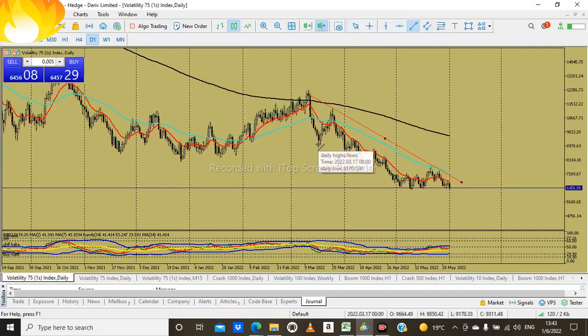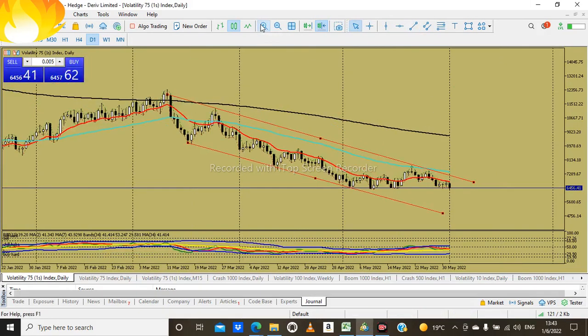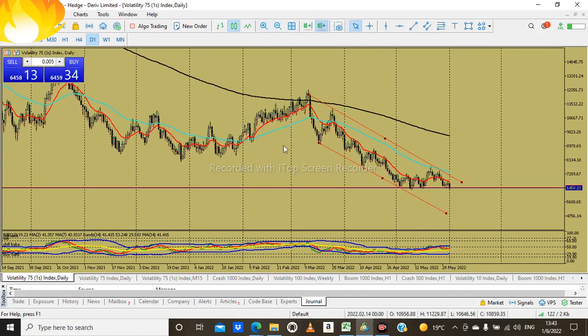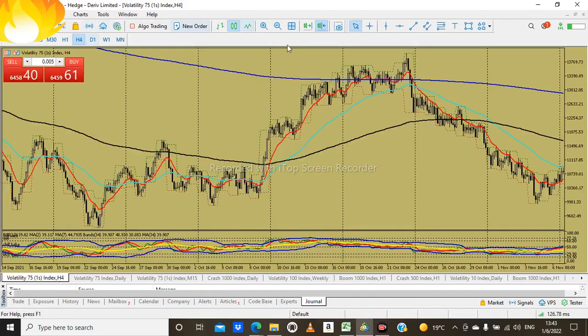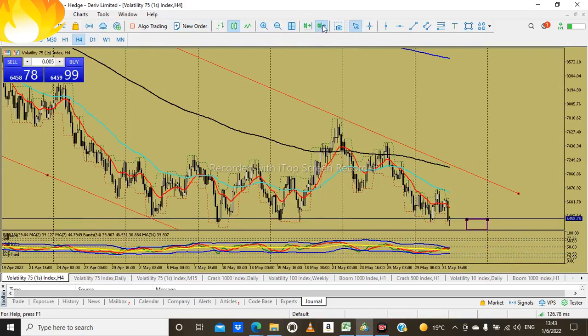Let's put another trend line there. Okay, so price is trending downwards. So based on this, let's anticipate further down pushes to here. Okay, let's go on H4 and do our analysis.